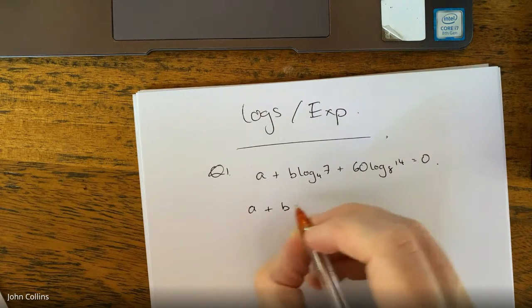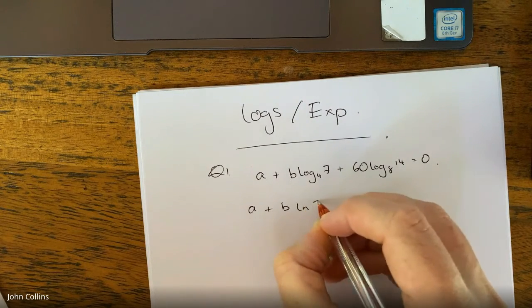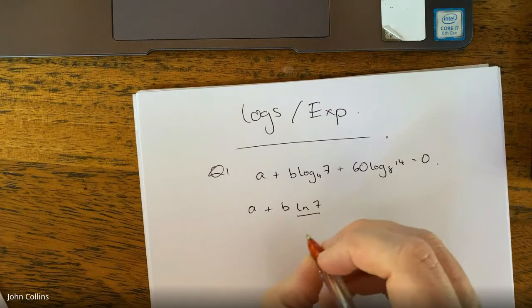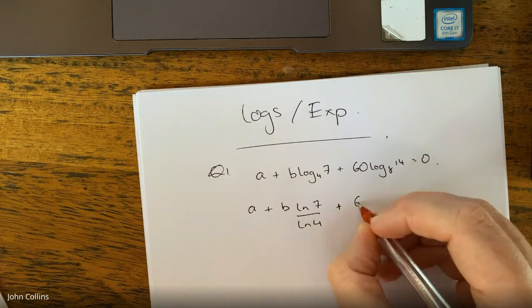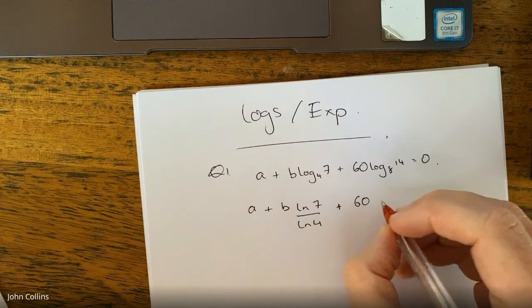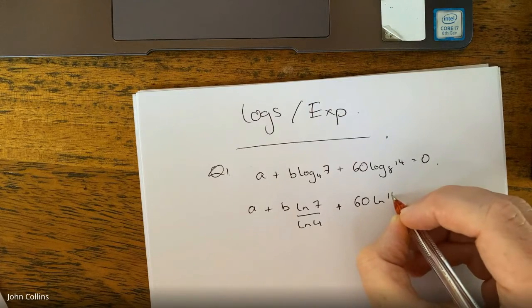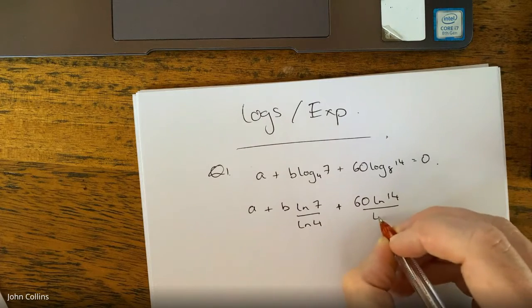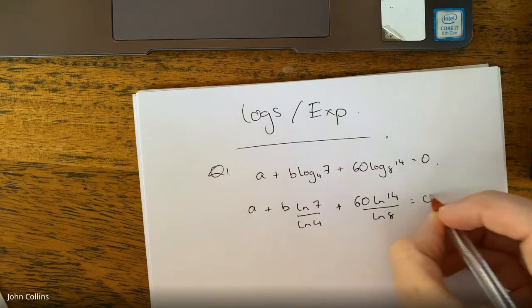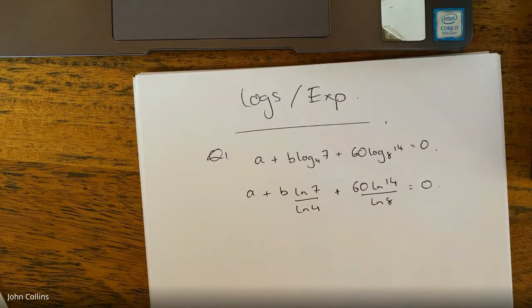So it's easy to write ln 7 over ln 4, ln 14 over ln 8, equals 0. Okay, so hopefully you're all okay with that so far.